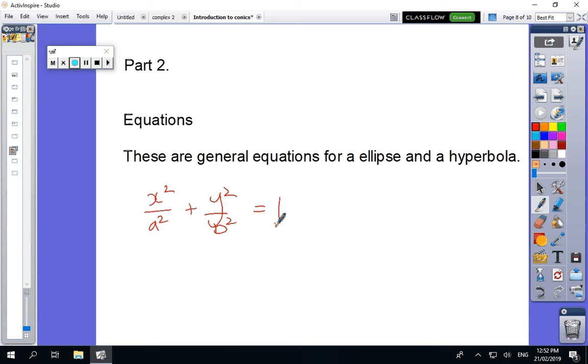So that is for an ellipse, and for a hyperbola we get x squared over a squared minus y squared over b squared equals 1. Now you can see that there's only one really significant difference, and this is the minus, and this indicates to us that we're actually dealing with a hyperbola and not an ellipse. The only other thing for hyperbola is the idea around asymptotes.